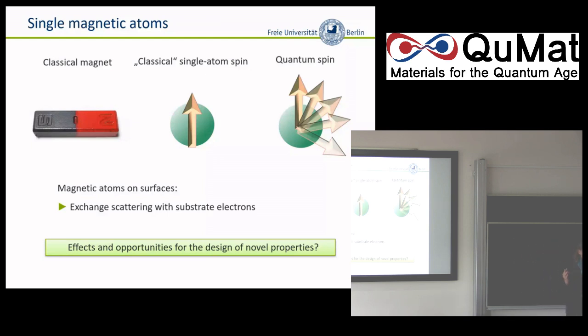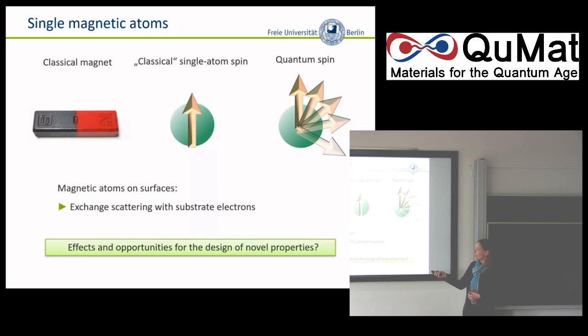But well, this is not the case. I mean, there are many interactions, and the spin degree of freedom and exchange scattering with the substrate lead to the fact that usually we should deal with all of these single magnetic atoms that we do in terms of quantum spins. And you will see that this becomes important in the remainder of the talk.